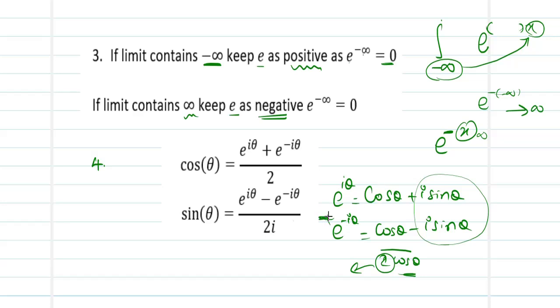I'll have to subtract this equation. When I subtract, what will happen? Cos will cancel off and you will have 2i times sin theta, and since you want sin theta alone, what has to be divided by? It has to be divided by 2i.